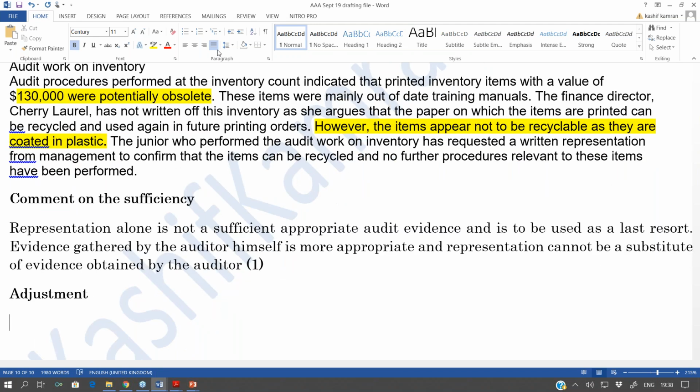Do we need to write off the inventory? Do you all agree with that? Right? So when we write off the inventory, what should we debit? What should be debited? Good answer, cost of sales. And what should we credit? Inventory. Okay, so what is the adjustment?